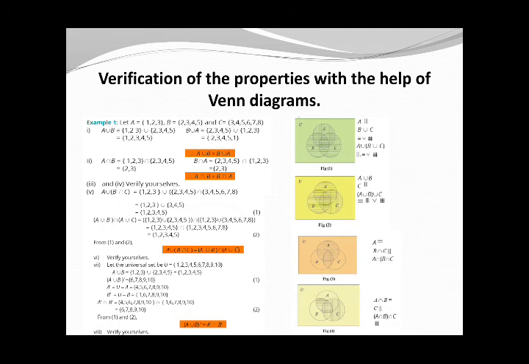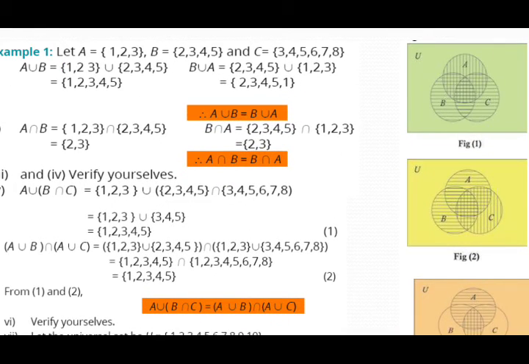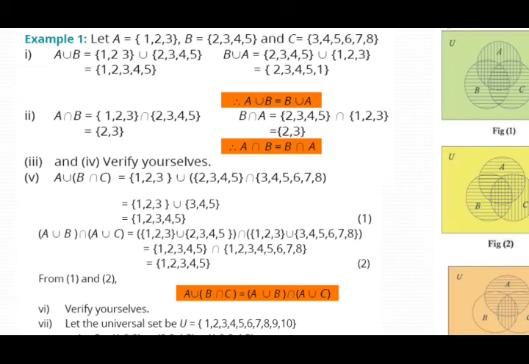These are some verifications with the help of Venn diagrams. First one is the commutative property of union. We have sets A, B and C. We apply their property, A union B and B union A. The results are the same, and the same in the case of intersection. Try to solve the associative properties with union and intersection.